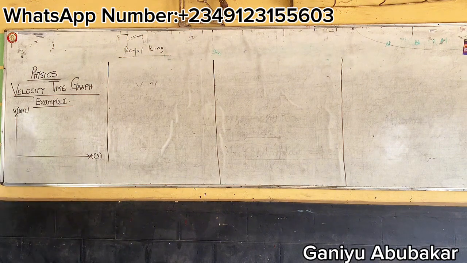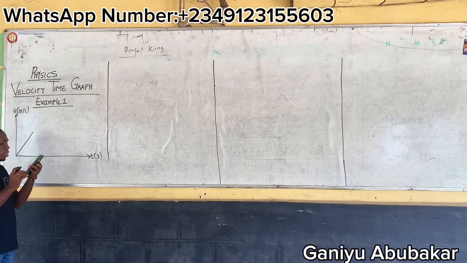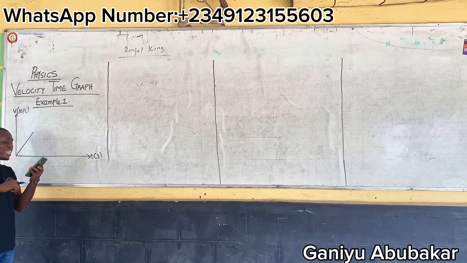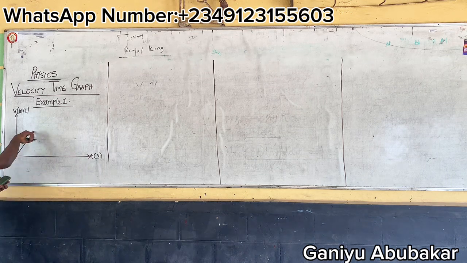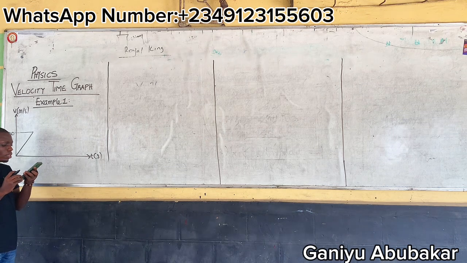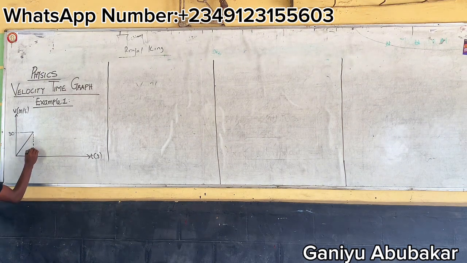Question says a car starts from rest and accelerates. How do I express accelerate? An incline is acceleration. So it accelerates uniformly until it reaches a velocity of 30 meters per second. 30 is here. This is 30. It reaches here. Then I said after 5 seconds, so the time there is 5 seconds.